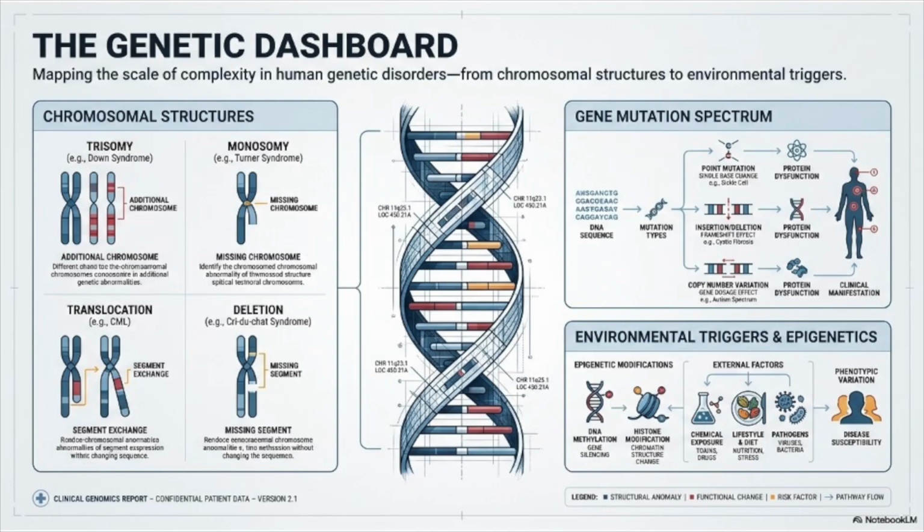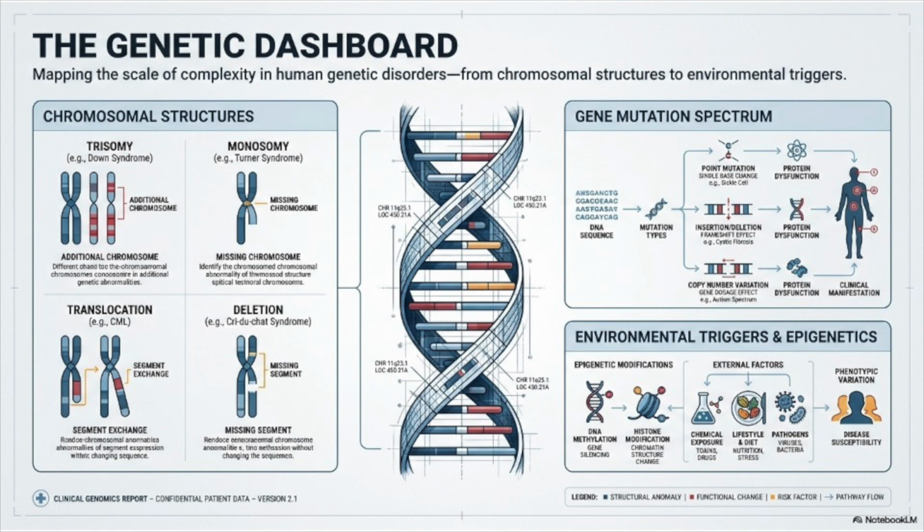Translocation happens when segments of chromosomes exchange places, which is seen in chronic myeloid leukemia, and deletion occurs when a segment goes missing altogether, as in Cri-du-chat syndrome. Moving to the molecular level, we have the gene mutation spectrum.